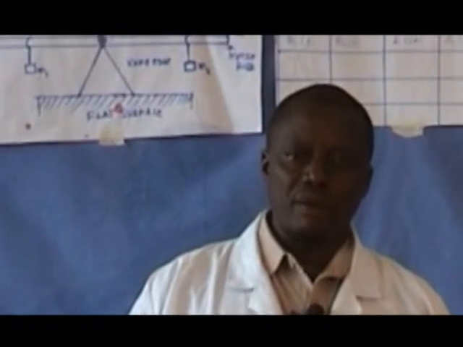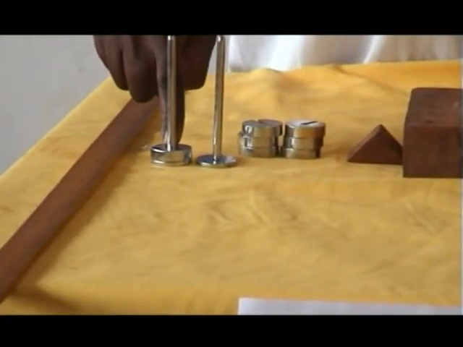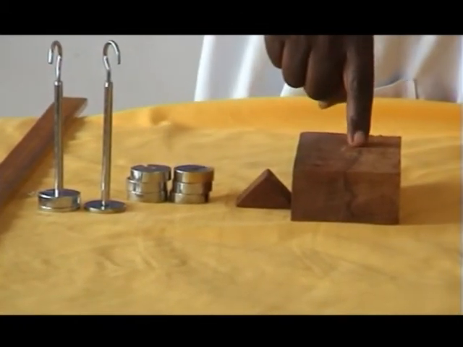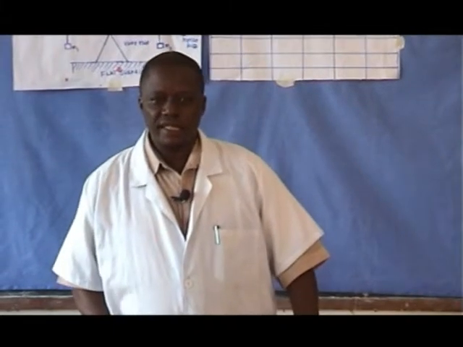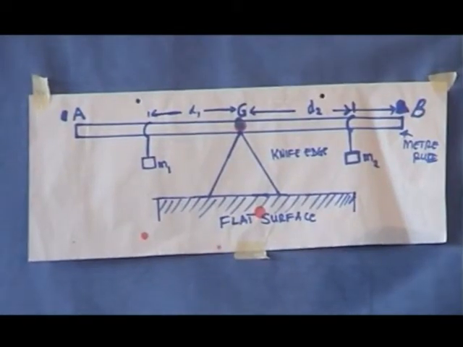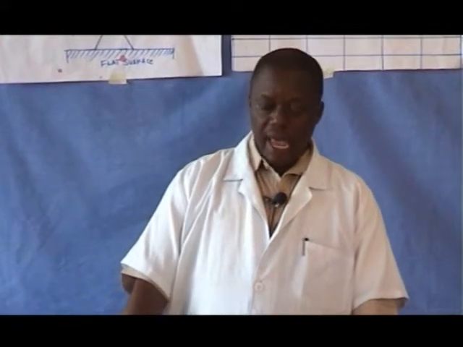The aim of this experiment is to investigate conditions required to make a system be in equilibrium. Requirements: ruler, mass hangers, masses, knife edge, and rectangular block. Arrange the devices as per the diagram. Place the rectangular block in a proper position and place the knife edge on it.